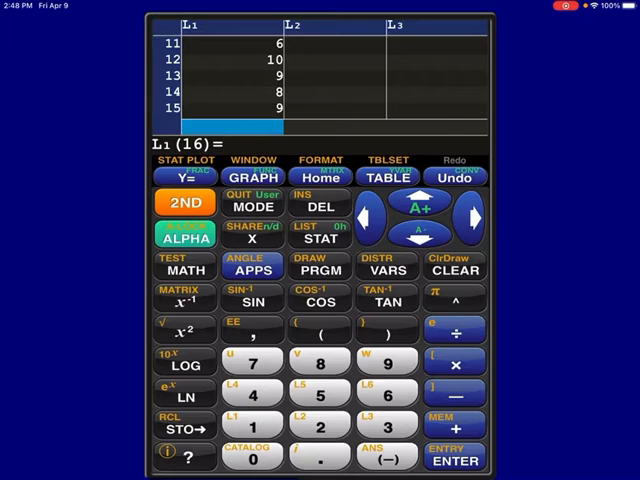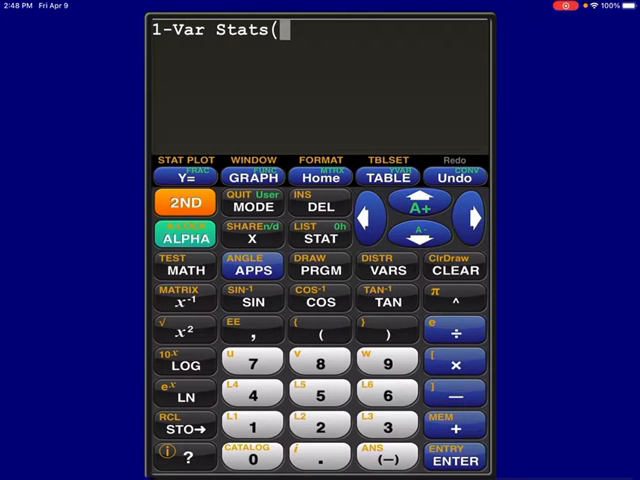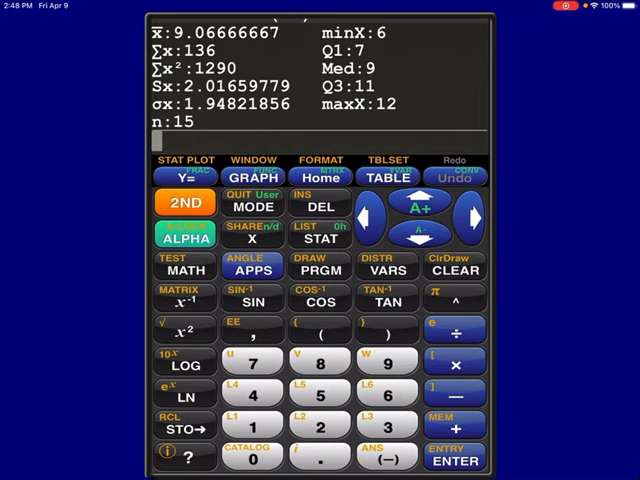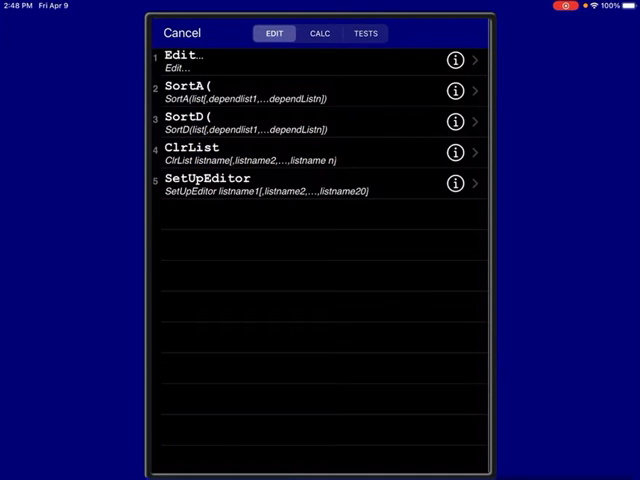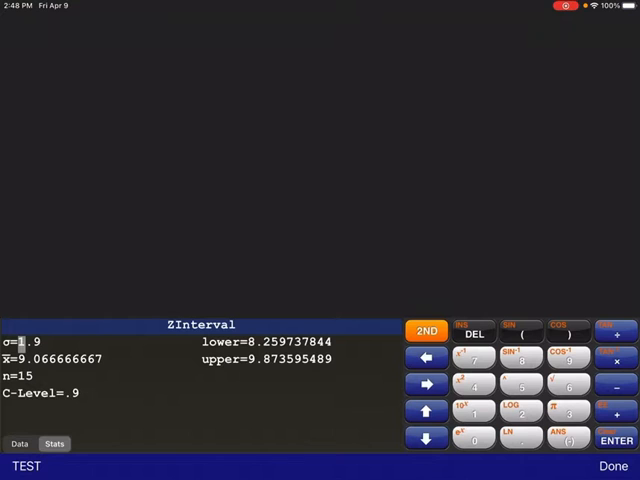So first thing I'm going to do, guys, I'm going to hit Stat again, and go to Calculate. I'm going to calculate my one variable stats for my list 1. And if you notice, we're coming up with a couple of numbers here. We have our average, which is 9.06, or maybe we might say 9.07. We have our standard deviation, we have our n, we have all that good stuff. So I'm going to come back to Stat, go to Tests, and go to number 7, my Z interval test.